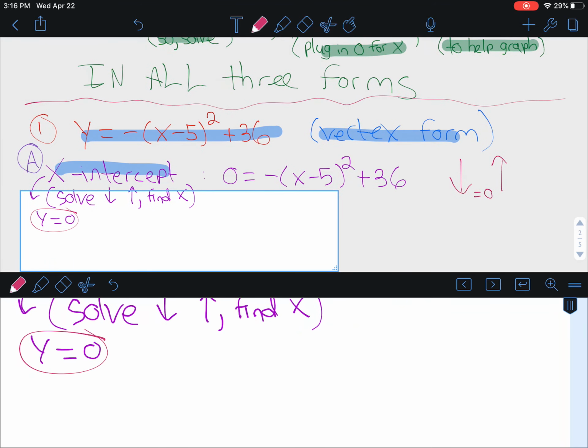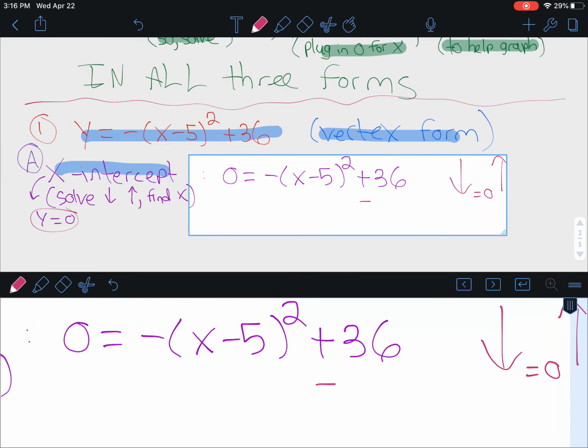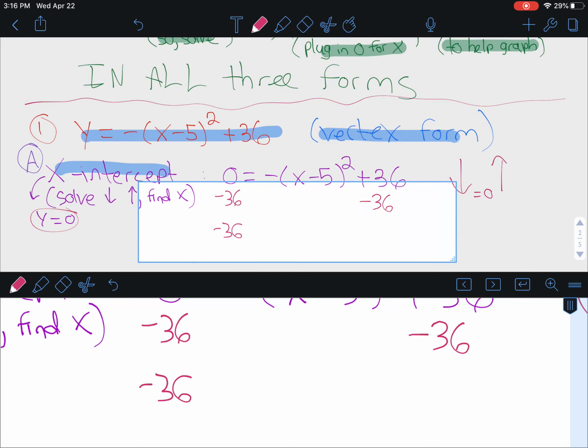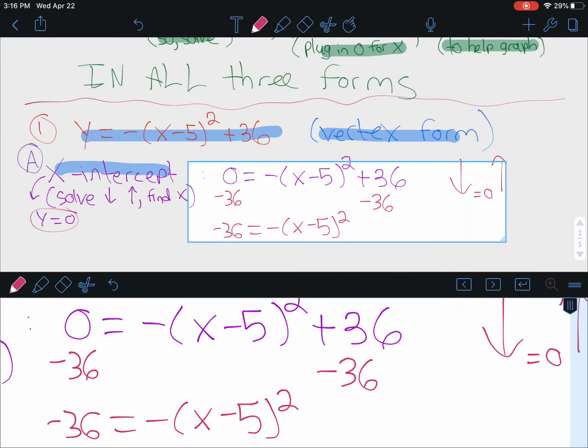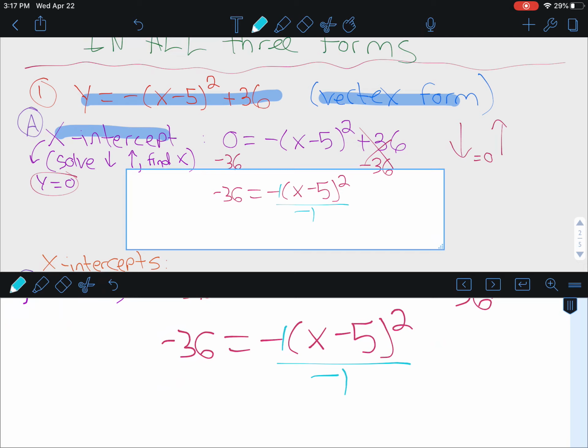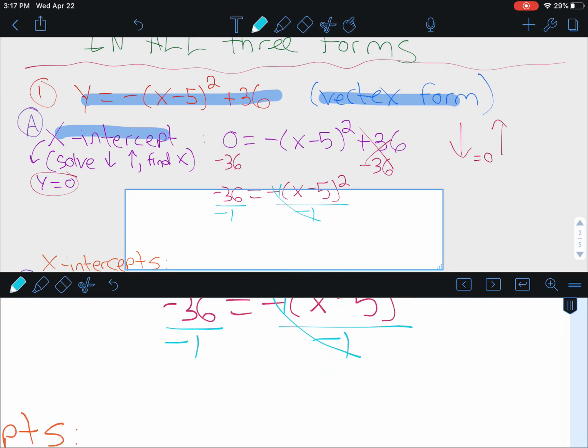Remember, y is 0 whenever you're finding the x-intercept. When you solve this, you want to get rid of the number that's after the parenthesis first. So you subtract 36 on both sides. Be careful, this is not going to be a no solution problem, because you don't take the square root of both sides yet. You have to divide by this -1. You get rid of that -1 by dividing both sides by -1. What's a negative over a negative? That's a positive. So 36 equals x minus 5 squared.